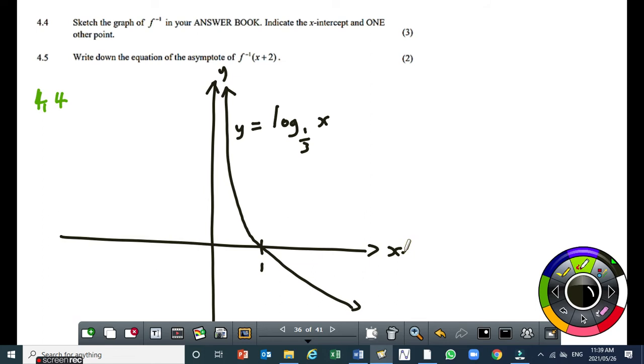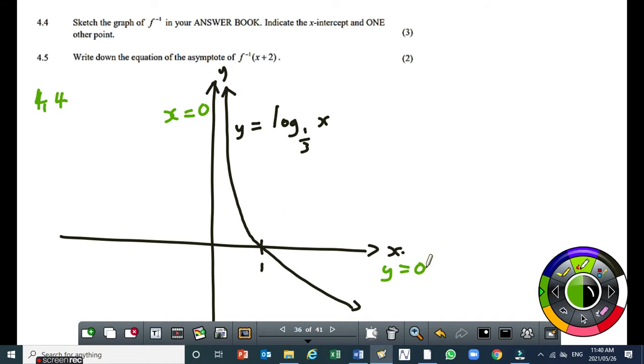Are you following that? And your equation of the asymptote, as I said in the past, is x equal to 0. The equation of the x-axis is y equal to 0. But in this case, the x-axis is not an asymptote, it is the y-axis, because we are talking about the inverse of the exponential.